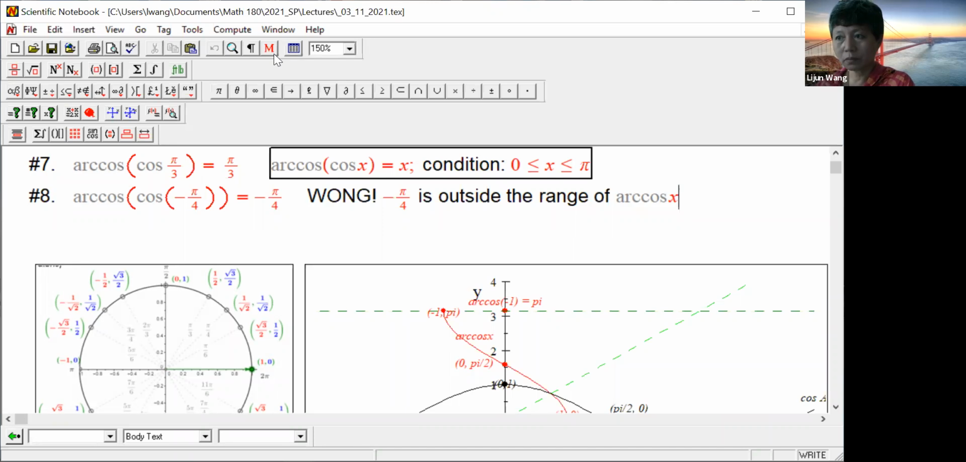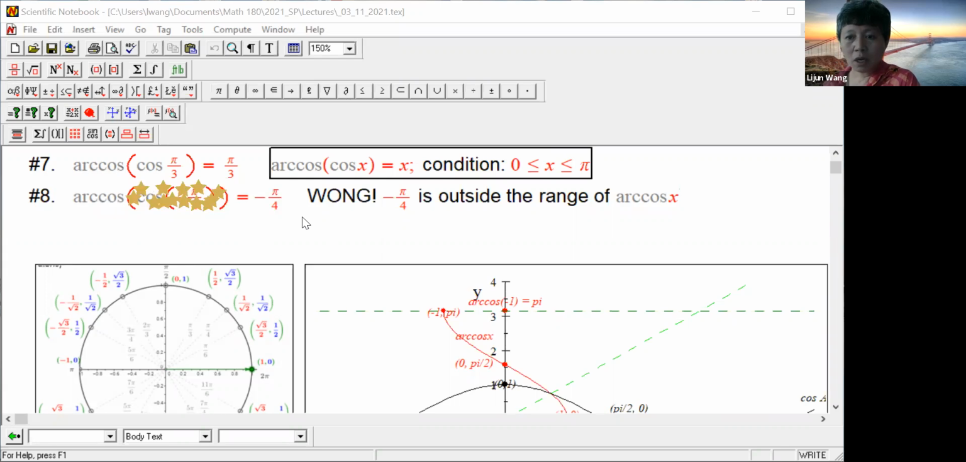Because you look at the big picture, right? Arc cosine. Whatever this is, I'm going to cover this. You don't need to know this. Do you follow me? Arc cosine of something, if this something is in the domain, the answer must be in the range. If it's outside the range, it's wrong.